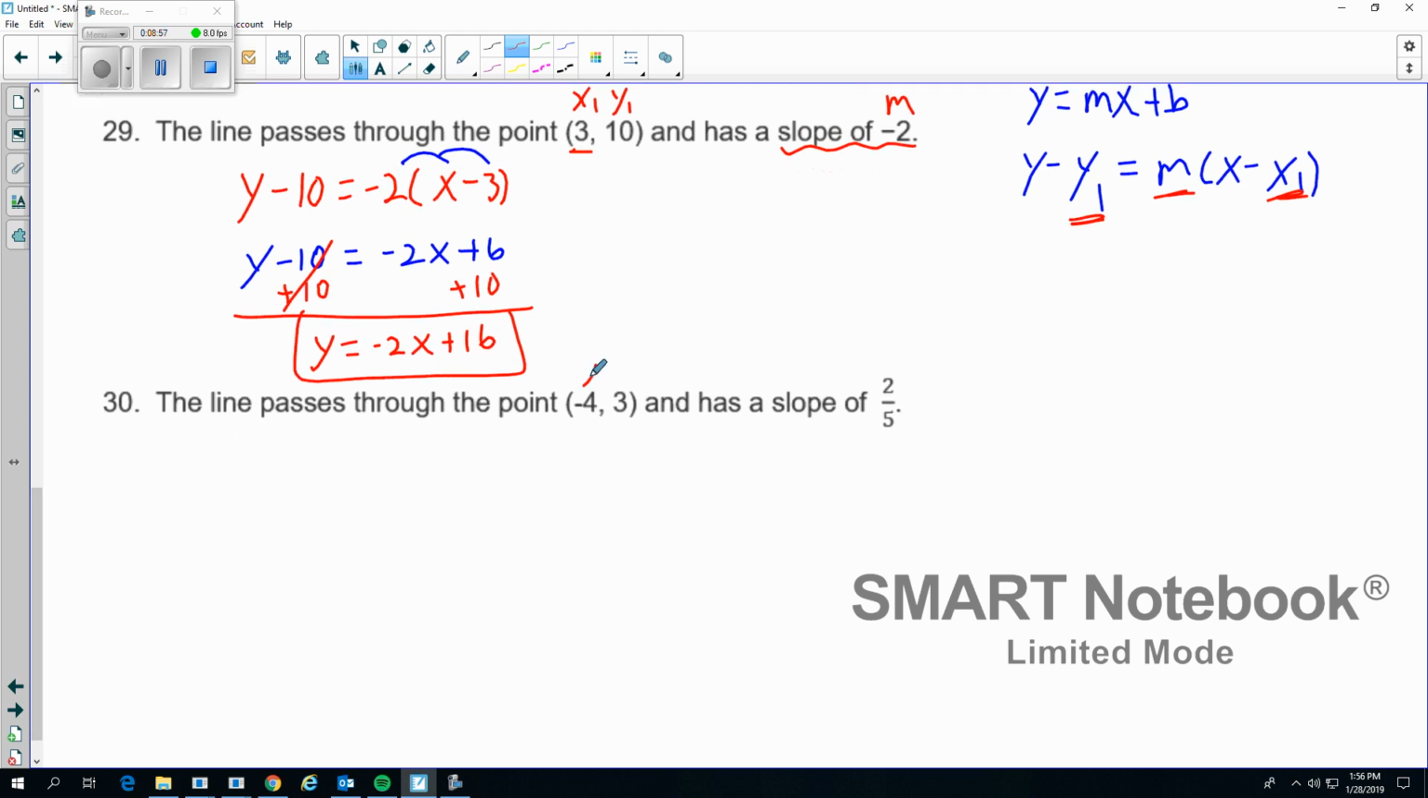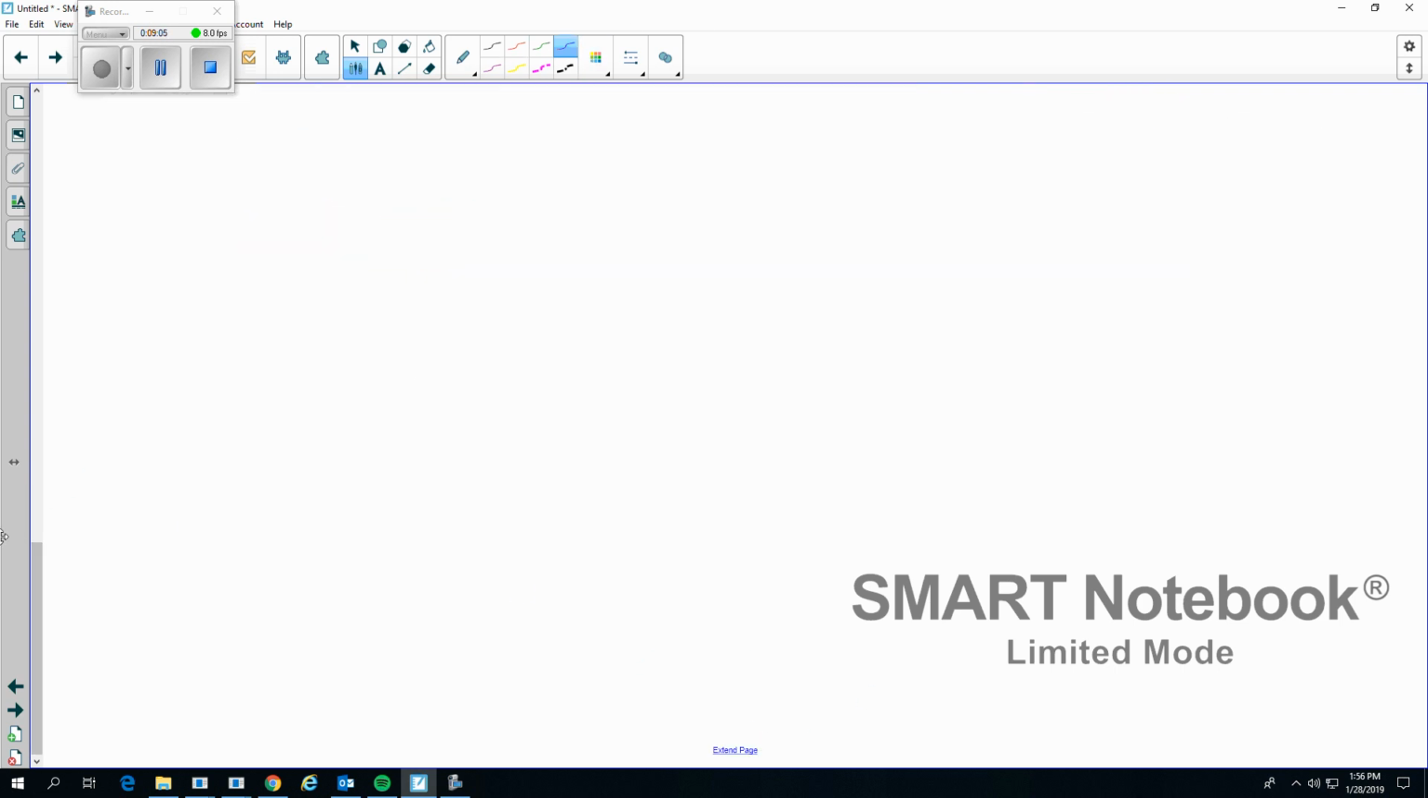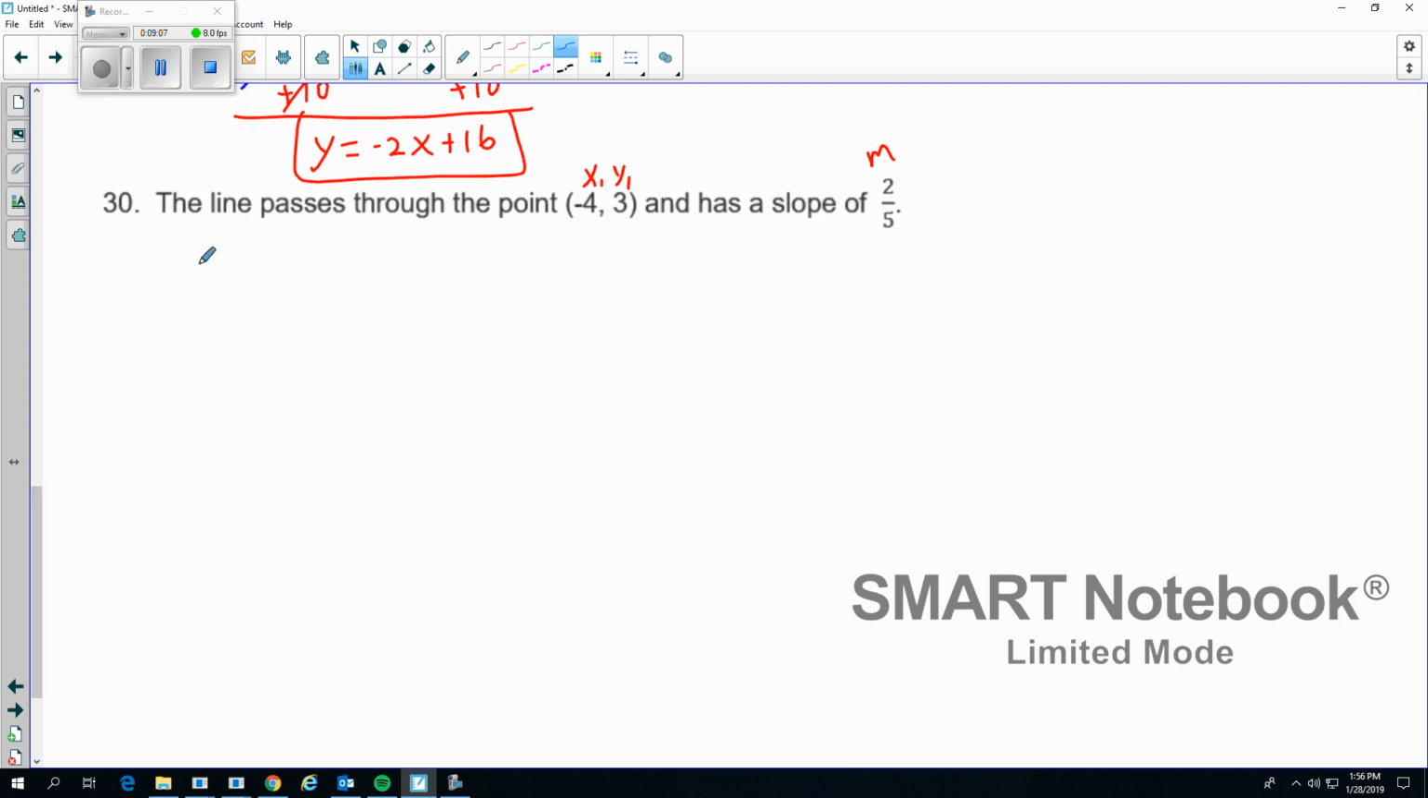So looking at this one, that'll be my x1, y1. There's my slope again. Let's scroll up so I have plenty of room. Okay, so y minus 3 is equal to 2/5 times (x minus a negative 4). Okay, so I got to deal with the double negatives right there. So we'll clean that up. So y minus 3 equals 2/5 times (x plus 4). Okay.